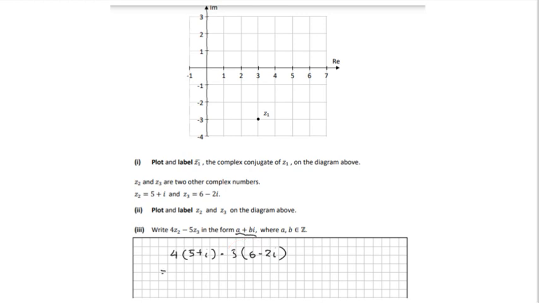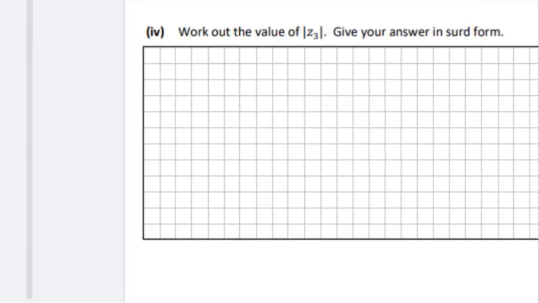So our new number will become 20 plus 4i and minus 30. Distribute in your minus and we get a plus, so we get plus 5 by 2, which is 10i. So ultimately we'll have 20 minus 30, a result of minus 10, and 4i plus 10i will give a result of 14i. So that's your complex number in a plus bi format.